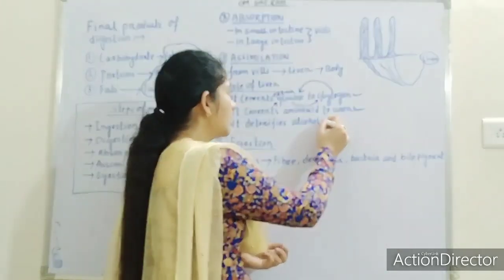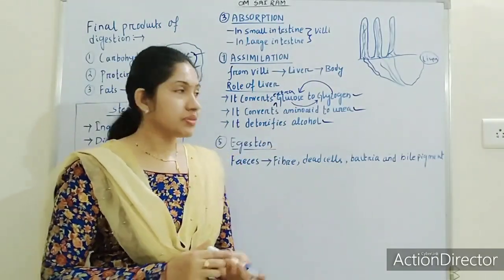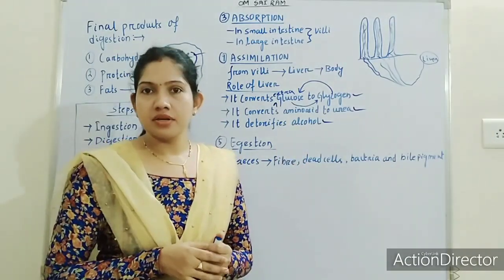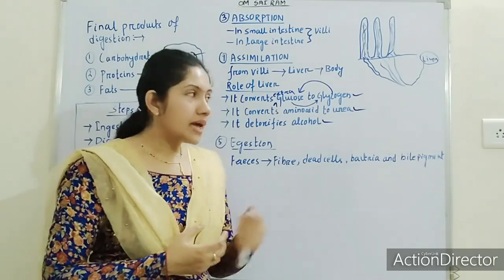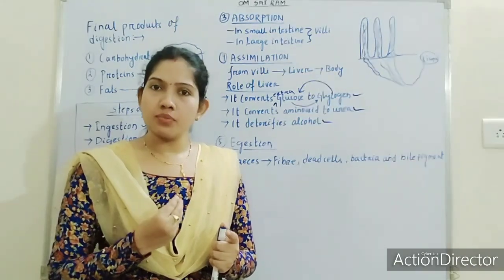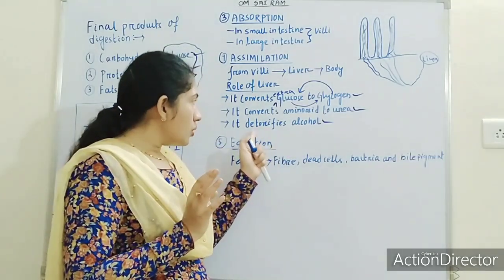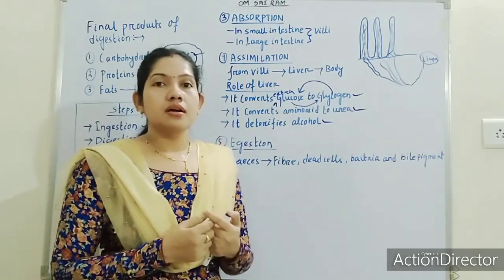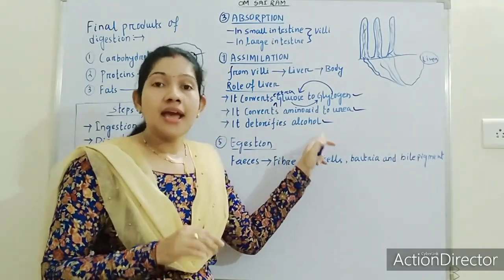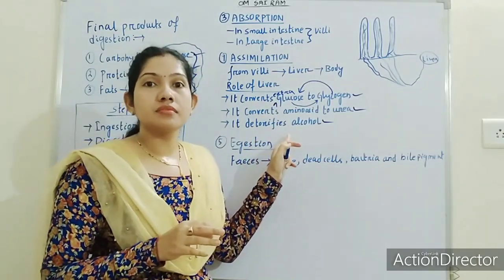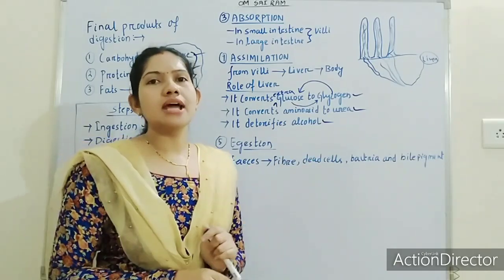Okay. The last one is very important. It detoxifies alcohol. Alcohol is not good for our health. It has a bad effect on our body. That's why alcohol is a kind of toxin to our body. Toxin means something which harms our body. So it detoxifies alcohol. Detoxifies means removing the toxin. Alcohol is a toxin and the liver removes the toxin. That process is called detoxification, or breaking down that toxin.